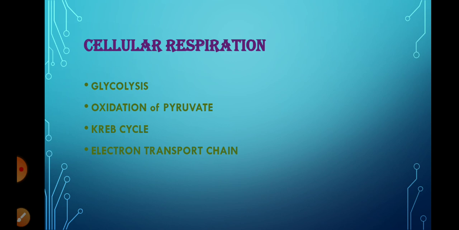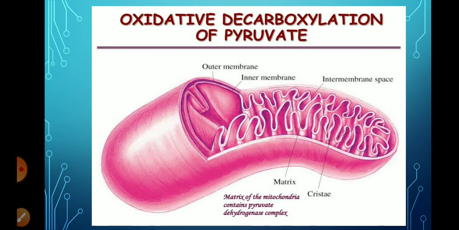So in cellular respiration, glycolysis is the process which is common for aerobic and anaerobic respiration. Today we will see Krebs cycle, but before going to Krebs cycle, the very important process by which the molecule of pyruvate is able to perform the Krebs cycle function, that is oxidation of pyruvates. So let's get started.